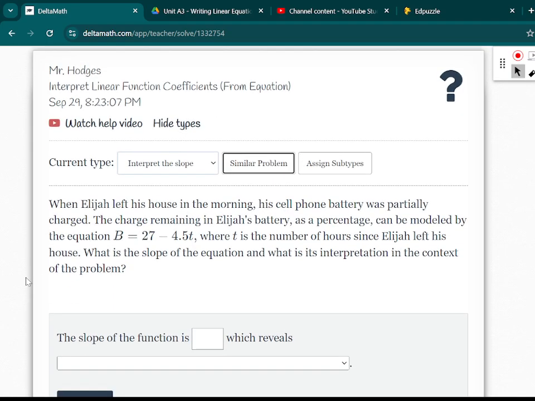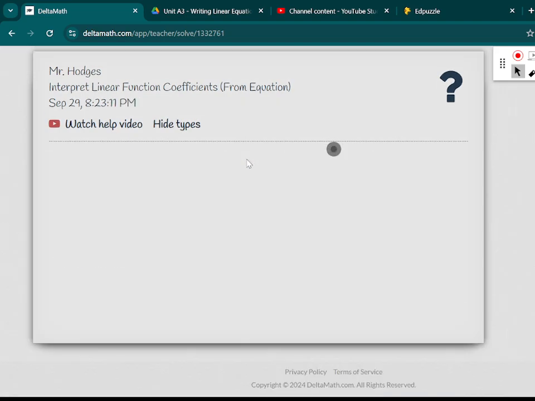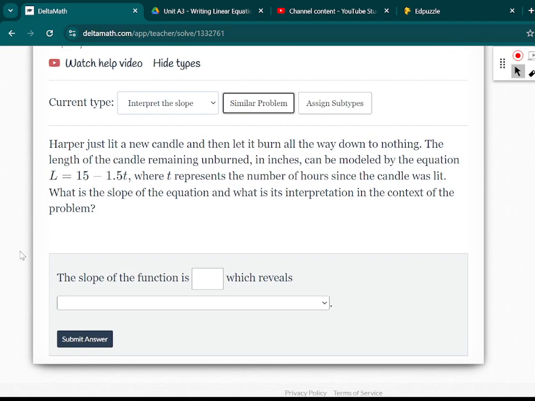Let's try another one. Oh, that's the same type of problem. All right. Harper just lit a new candle and then let it burn all the way down to nothing. The length of the candle remaining unburned in inches can be modeled by the equation L equals 15 minus 1.5t, where t is hours since the candle was lit, and the length of the candle remaining unburnt, that's going to be L. What is the slope of the equation? What is its interpretation?